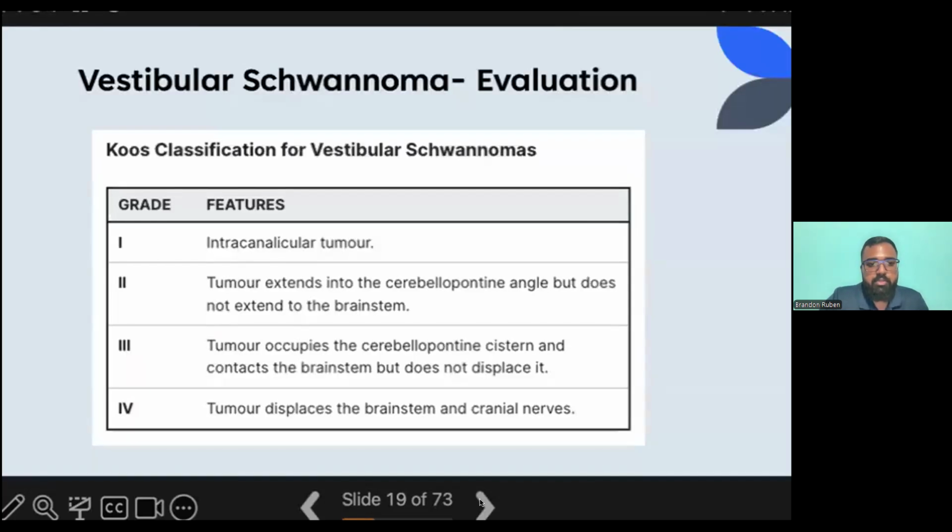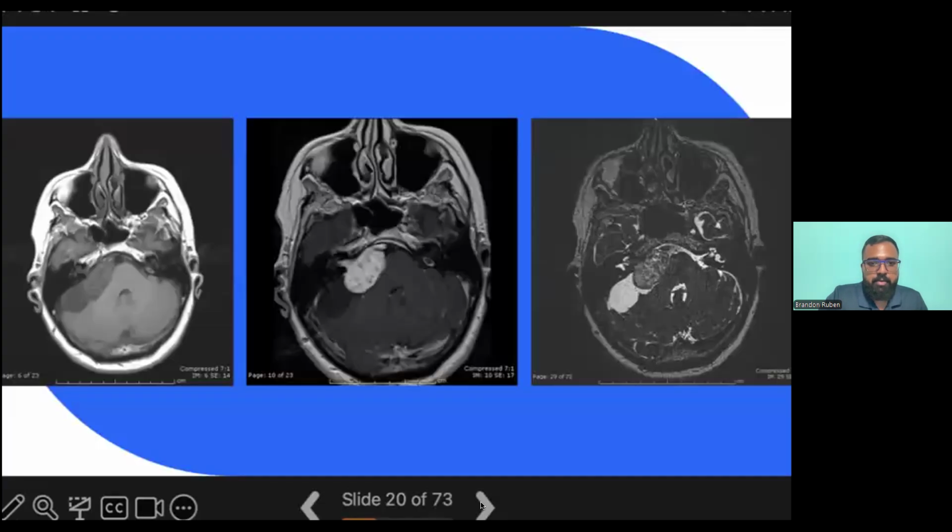Image here shows the Koos classification for the vestibular schwannomas, with grade 1 being intracanalicular tumor, grade 2, tumor that extends into the CPA but does not extend into the brainstem, grade 3, tumor that occupies the CP cistern and contacts the brainstem but does not displace it, and grade 4, tumor that displaces the brainstem and cranial nerves.